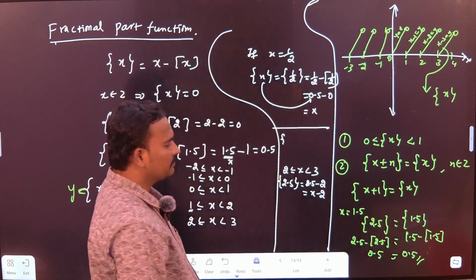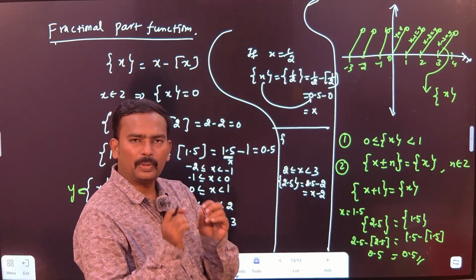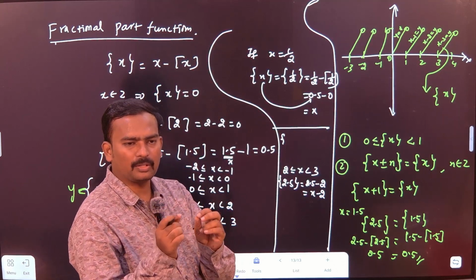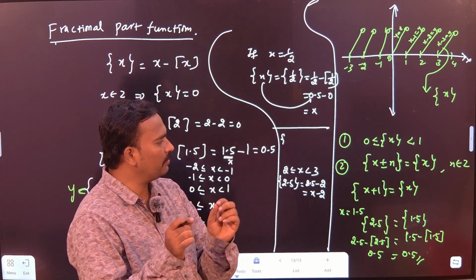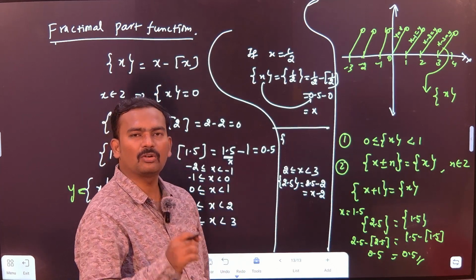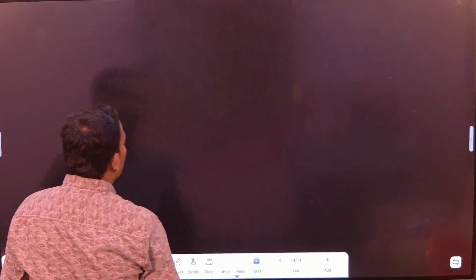It's satisfied. If n belongs to integers, the fractional part of x plus or minus n is equal to the fractional part of x only, you can write when n belongs to integers, right? Okay, the next thing is, what is that? Suppose the fractional part function, you can take some k, right? Suppose k does not belong to 0 to 1.